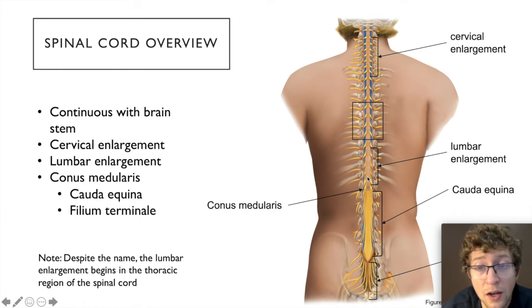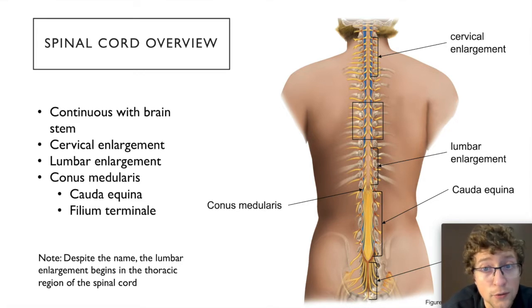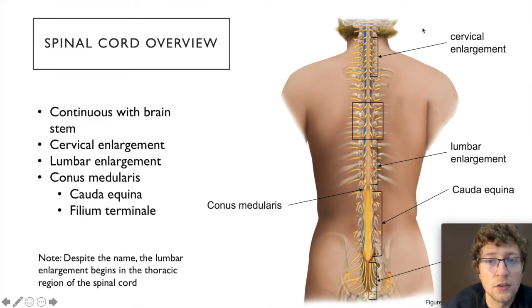There are two enlargements on the spinal cord. There is the cervical enlargement and the lumbar enlargement. The reason these are enlarged is because these have extra cell bodies, because we have extra cells or extra axons going to and from our upper and lower extremity, because we have obviously a ton of muscles and sense receptors in our upper and lower extremity. So these areas of the spinal cord will be a bit thicker.